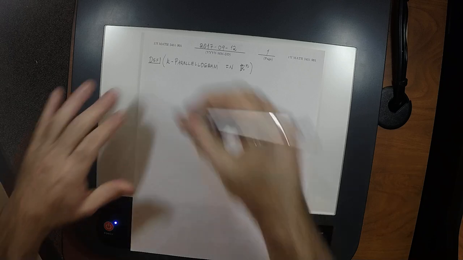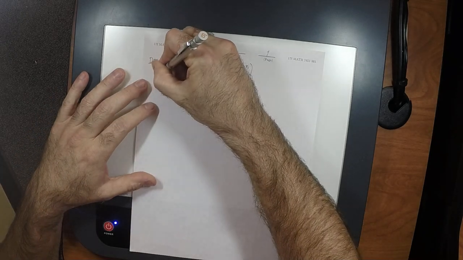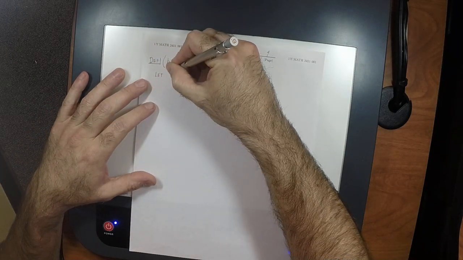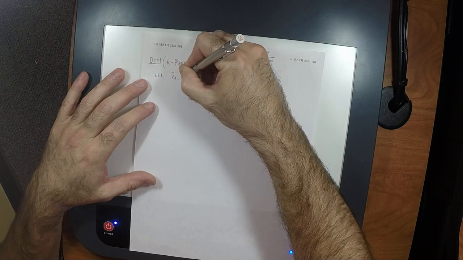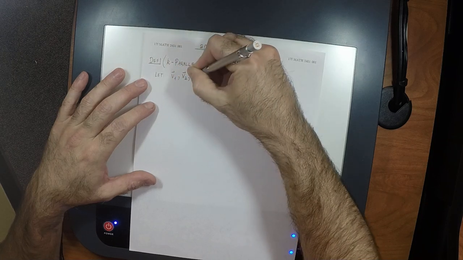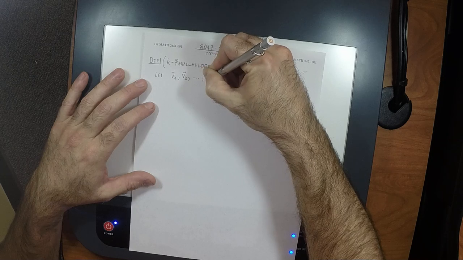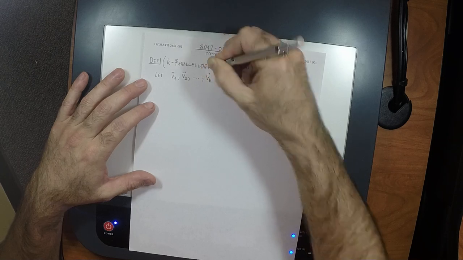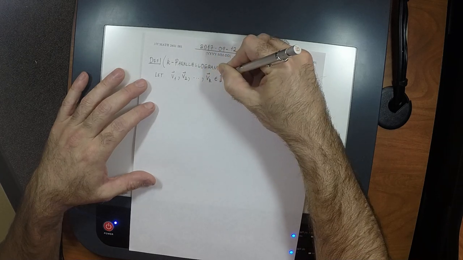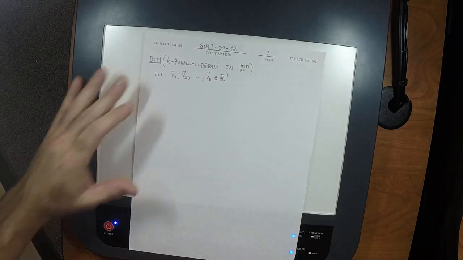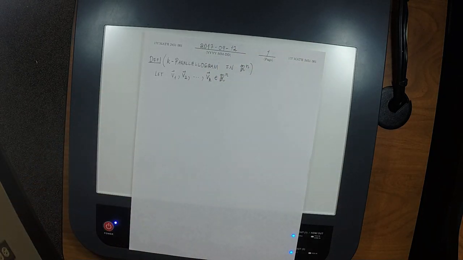So we have a k-parallelogram in R^n. So here's the definition. Let vectors v1, v2, up to vk be elements of R^n. For different values of k and n, we might be talking about three vectors in R^10, or we might be talking about 24 vectors in R^51, something like that.